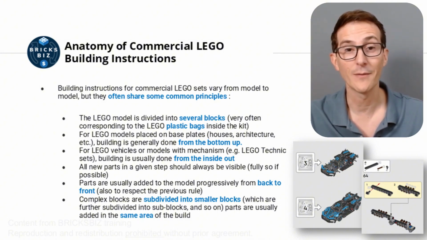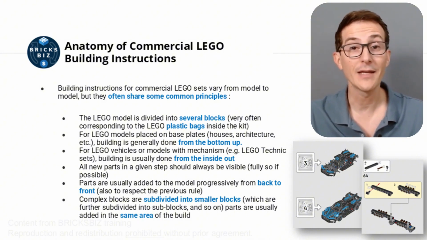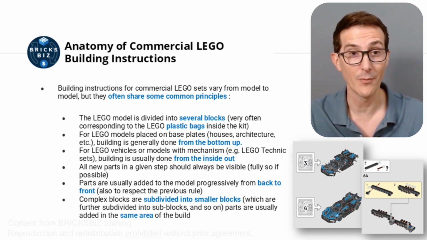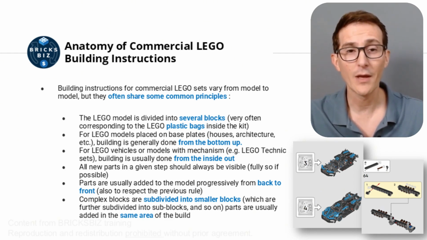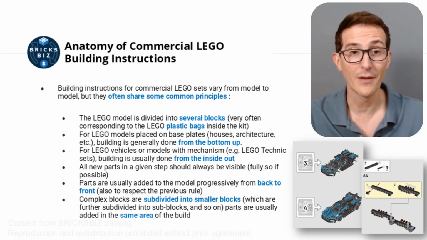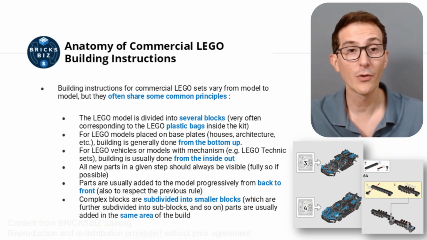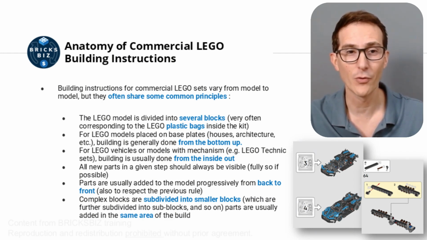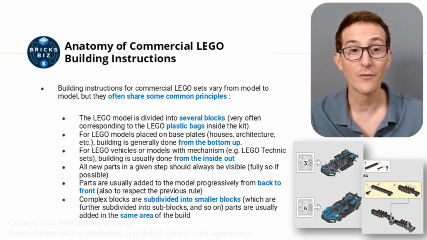For LEGO vehicles or models with mechanisms, such as LEGO Technic sets, building is typically from the inside out. All new parts added at a given step should always be visible in the picture representing that step in the building instructions booklet, and wherever possible should be visible in their entirety. Parts are usually added to the model progressively from back to front. This also ensures compliance with the previous rule on part visibility.